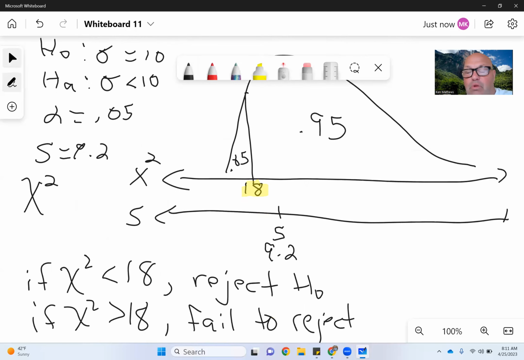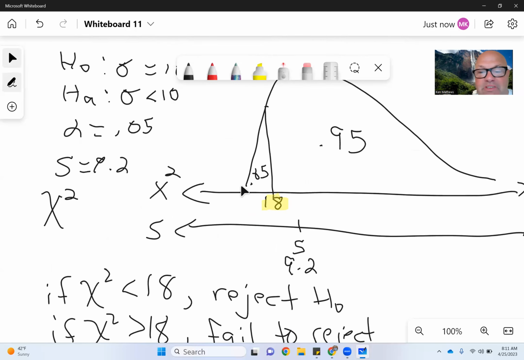All right, so once again, our critical value is 18, and then we have our test statistic. Let's suppose we run it through that formula, and it comes out to be 17.2. Well, we see that our test statistic 17.2 is actually in the tail. So we would reject the null hypothesis. If our test statistic is in this area, we would have failed to reject. But since it's 17.2, we reject the null hypothesis.